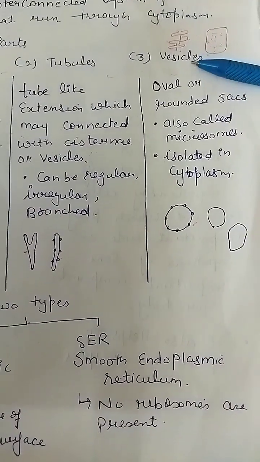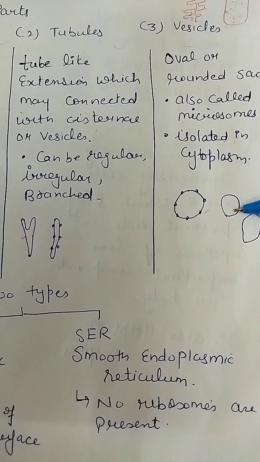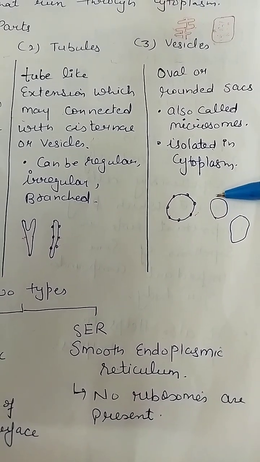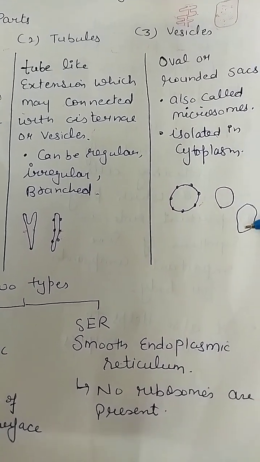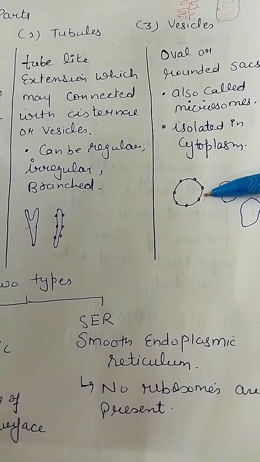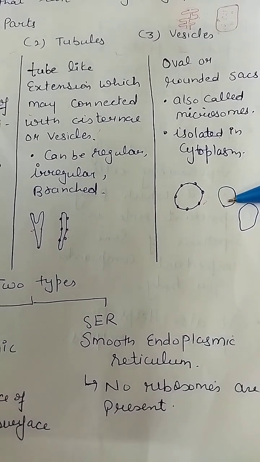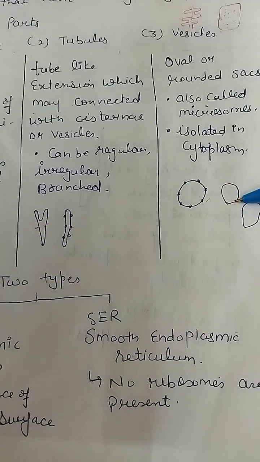Next is the vesicles. Vesicles are oval or rounded sac-like structures. These are also known as the microsomes. Their shape may be oval or rounded, and they are present in the cytoplasm of the cell.